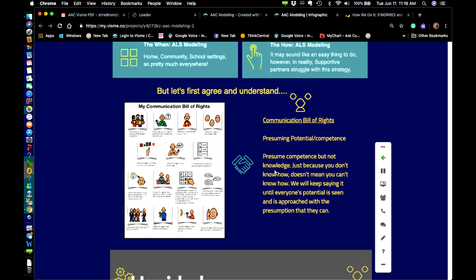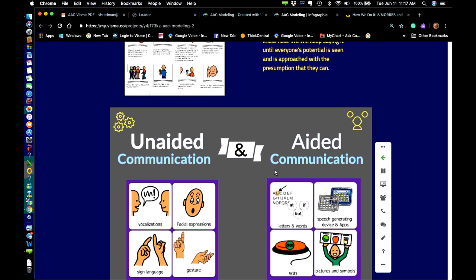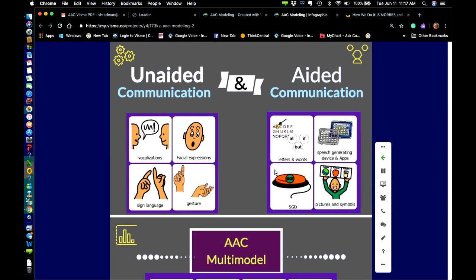And we'll just keep saying it until everyone agrees and not only just believes it and just talks about it, but actually implements it into their practice. So believing that a person has potential means that we are providing aided language stimulation and modeling opportunities every day, all day. And so how can we start that process? Well, let's look a little bit further into what that is.